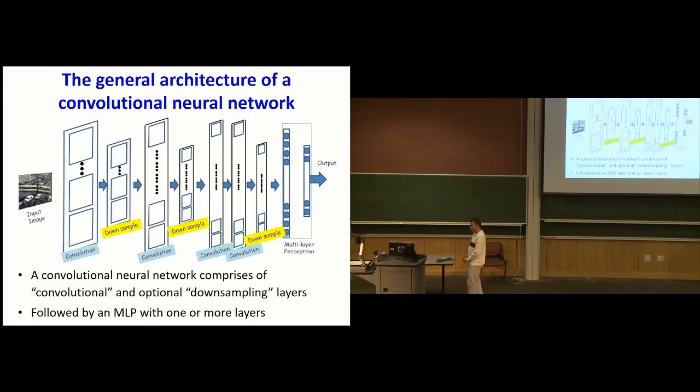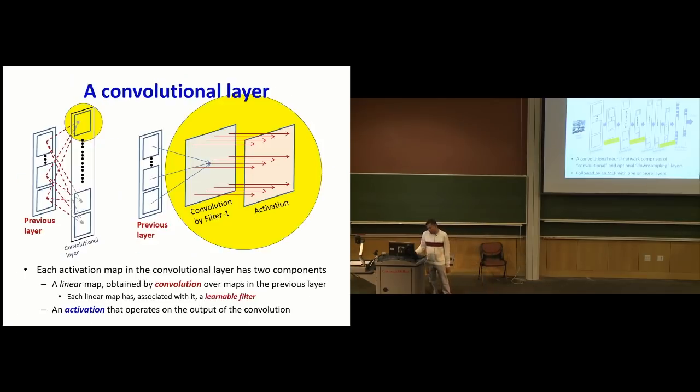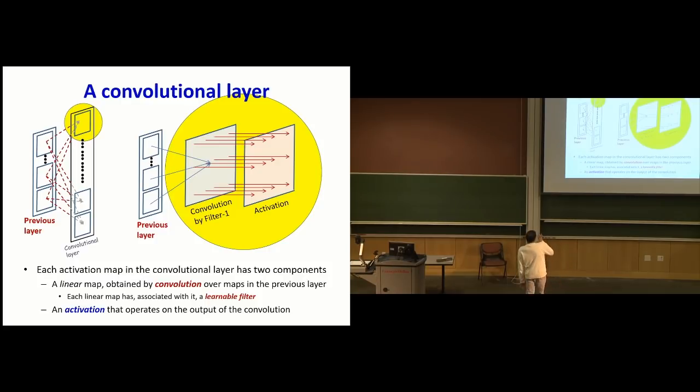Now, here's what we said the convolutional layer looks like. A convolution layer consists of several activation maps, and each activation map has two components. We have the linear component, which is obtained by convolving or scanning over the maps in the previous layer, followed by an activation function that operates on the output of this convolutional scan.